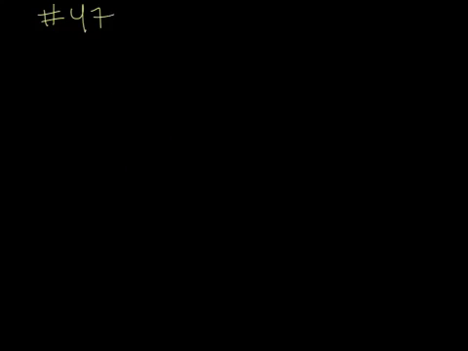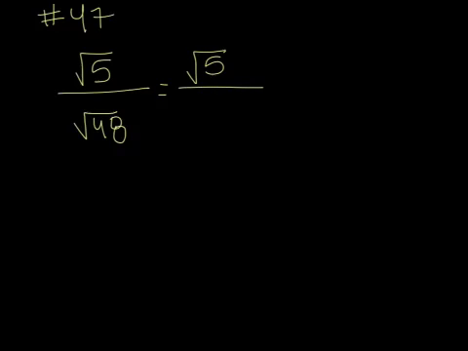Now I'd like to move on to number 47. This is actually an assignment from your homework. Number 47 is asking us for radical 5 divided by radical 48. They're asking us to simplify this expression. When we look at our numerator, we see that we have radical 5. Being that 5 is a prime number, there's nothing else that we can do with radical 5, so we're going to leave it as such for now. Now we're going to look at the denominator. We have radical 48.